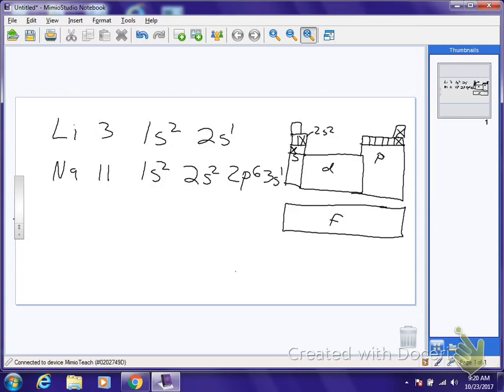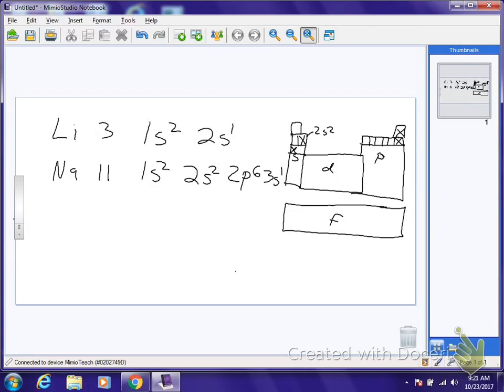I skipped one. I tricked you. Cesium. What's cesium? 6s1. How are you knowing the levels? You just count down, right? Hydrogen's 1, lithium's 2, sodium's 3, potassium's 4, rubidium's 5, cesium's 6, francium's 7. So we already know those.